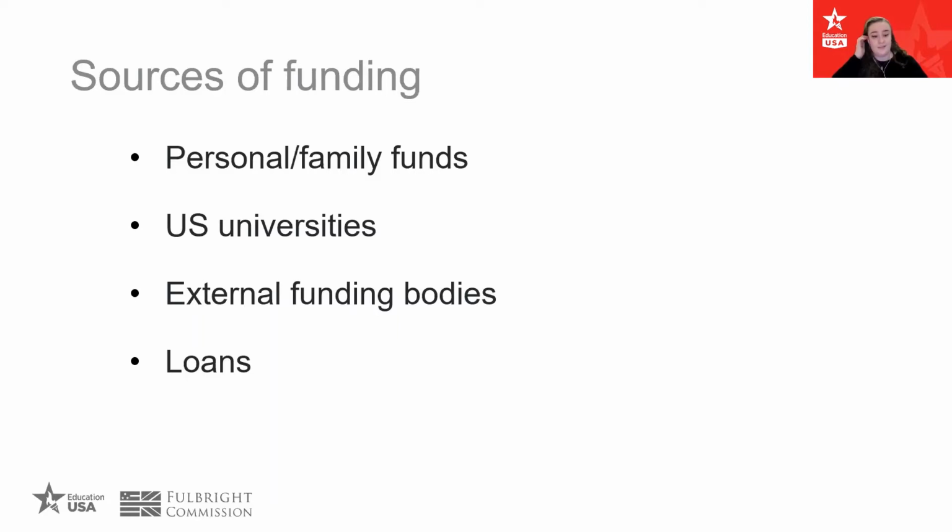Next are US universities. I'll go into a little bit more depth on the next slide about the different types, but there are need-based financial aid, as well as merit-based scholarships. And they're going to vary in how much they're able to offer to international students, and indeed if they are able to offer university funding to international students. So if financial aid is important, definitely look at universities that can offer international student financial aid.